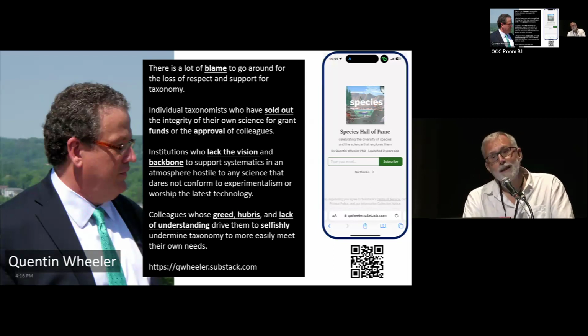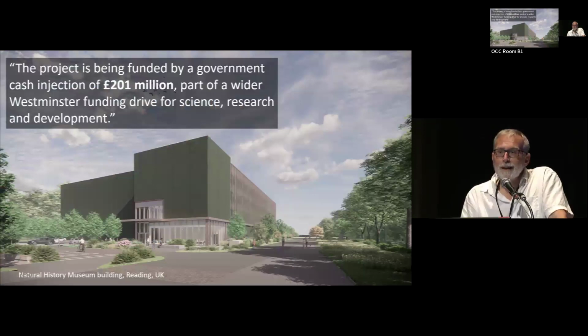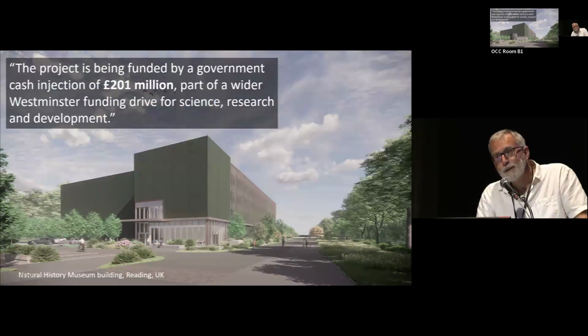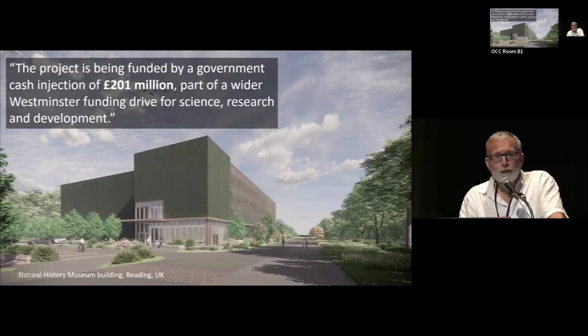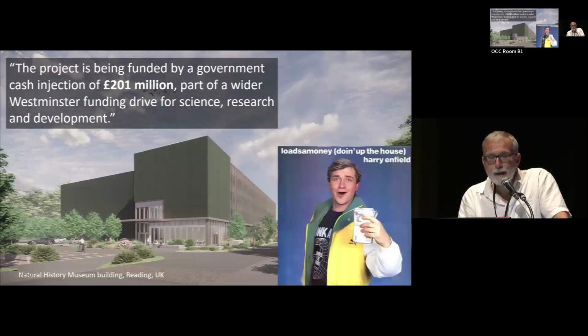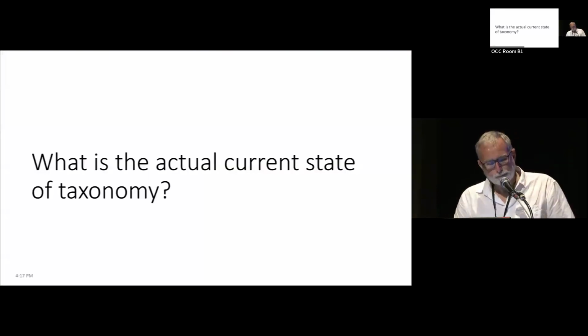But in the same meeting, pretty much the same symposium, we heard things like this. This is a project from the Natural History Museum in London, and they have been given £200 million to build that building and to digitize huge amounts of specimens. I mean, they literally have loads of money. So the question here is, what's really going on? What is the state of taxonomy? So how would we find this out?